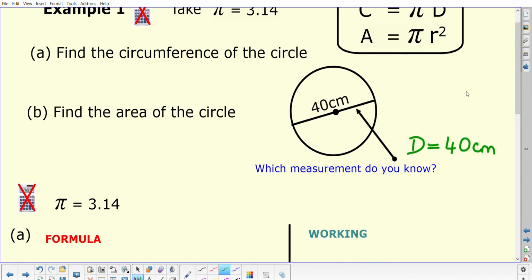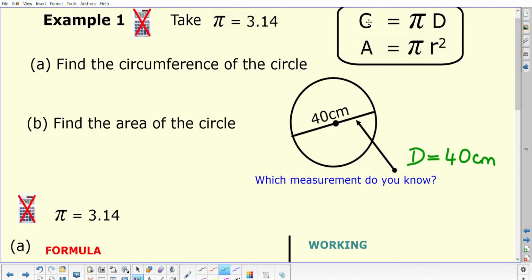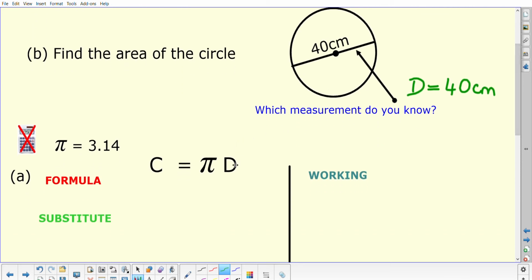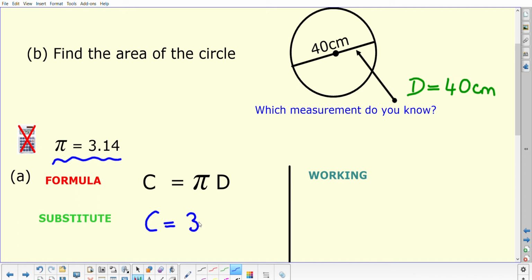So what formula is it that we're required to use? Make sure you know it's the one for C equals. Your first line of working should contain the formula written down. Your next line of working, you're going to substitute in the value that you know. You know the value of pi. You're being told to take pi as 3.14. So we are doing 3.14 times our diameter, which, as I've just said, is 40.